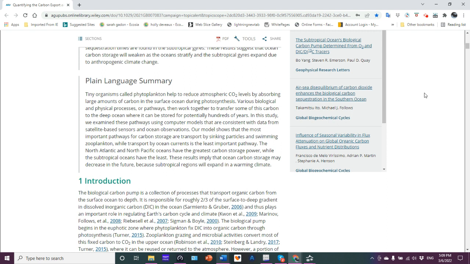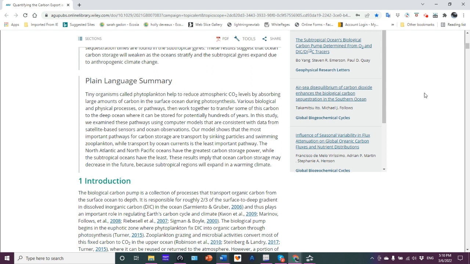In this study, we examine these pathways using computer models that are consistent with data from satellite-based sensors and ocean observations. Our model shows that the most important pathways for carbon storage are transport by sinking particles and swimming zooplankton, while transport by ocean currents is the least important pathway. The North Atlantic and North Pacific Oceans have the greatest carbon storage power, while the subtropical oceans have the least.